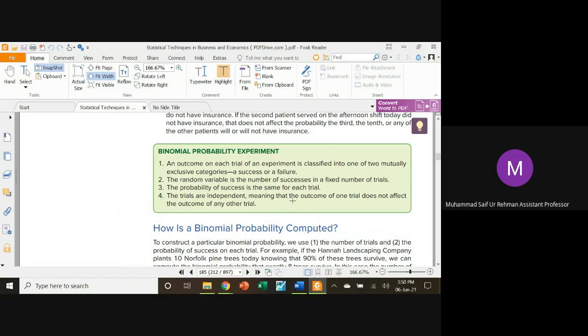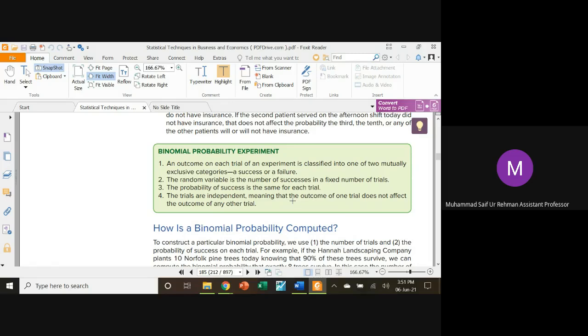So probability of success will remain same in each trial, means if you are going to toss 10 coins, for each coin, the probability of occurrence of head, let's say you consider as success, will remain 50%. If you are going to toss a coin, the chance of occurrence of head is 50%. If you toss again, 50%. If you are going to toss it 100 times, even then for each trial, the probability of success will remain same, 50%. So this is the characteristic that you will consider in case of binomial.